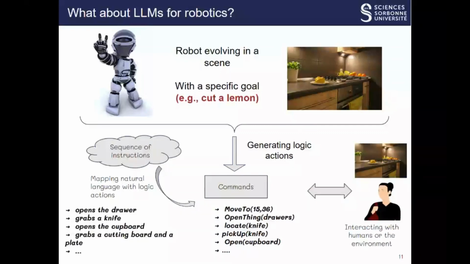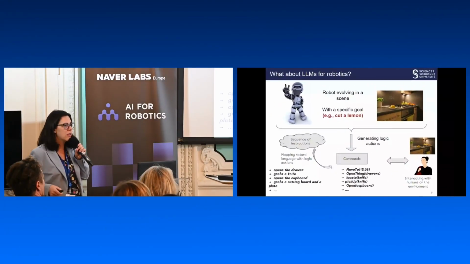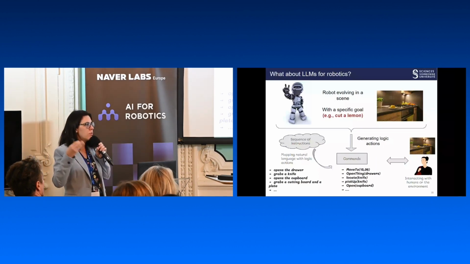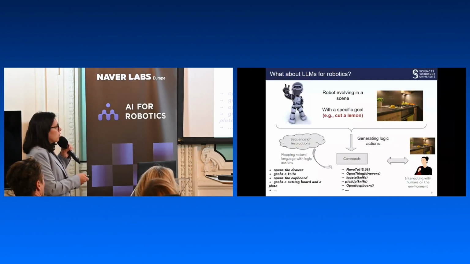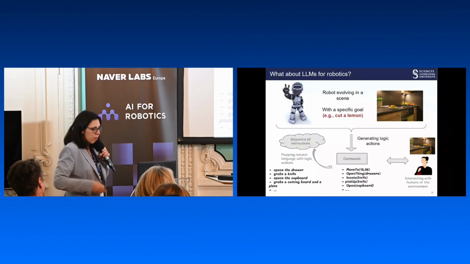And the second one is to allow the robot to interact with something external, which might be humans. For instance, if there is uncertainty in the task definition, you can ask humans what is the real intent behind the goal, or also interact with the environment to refine the plan.